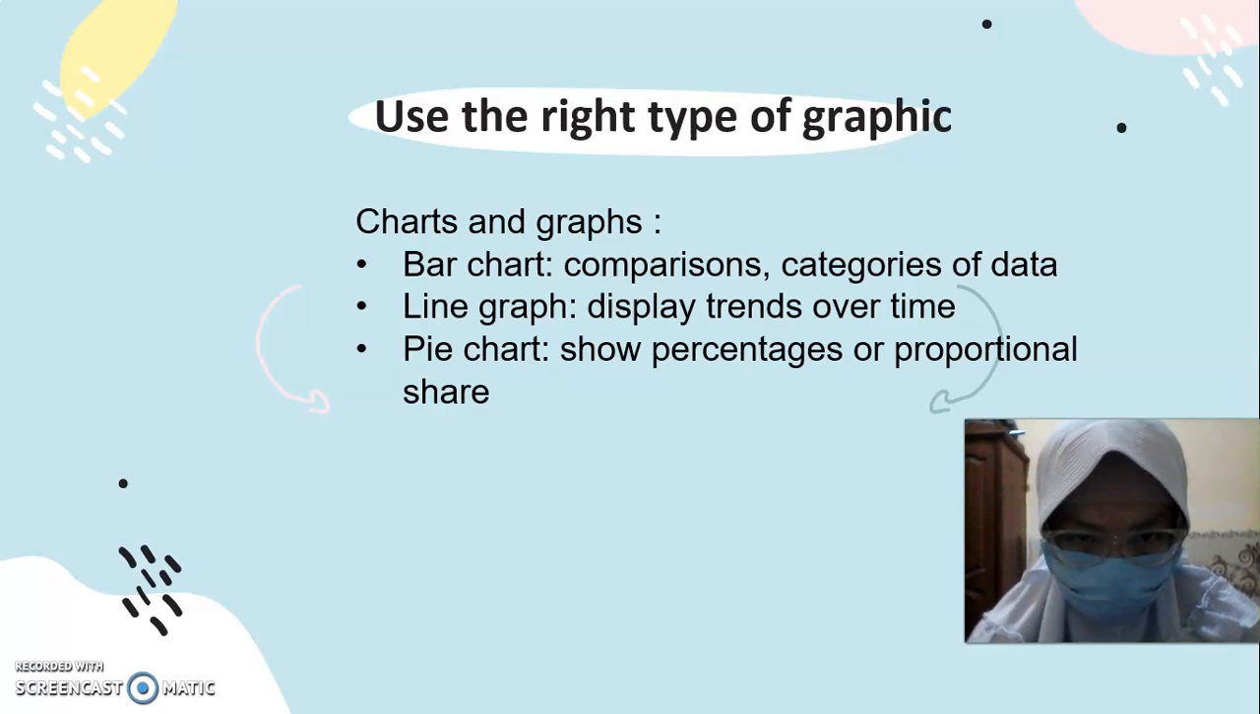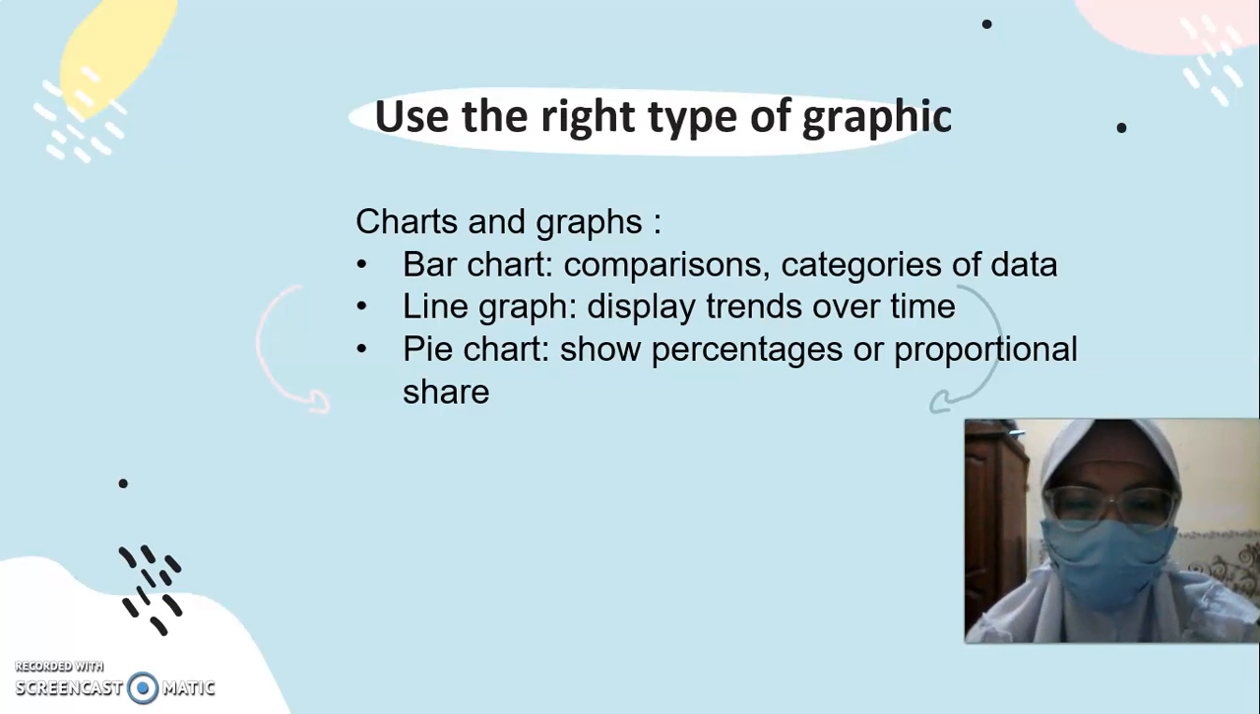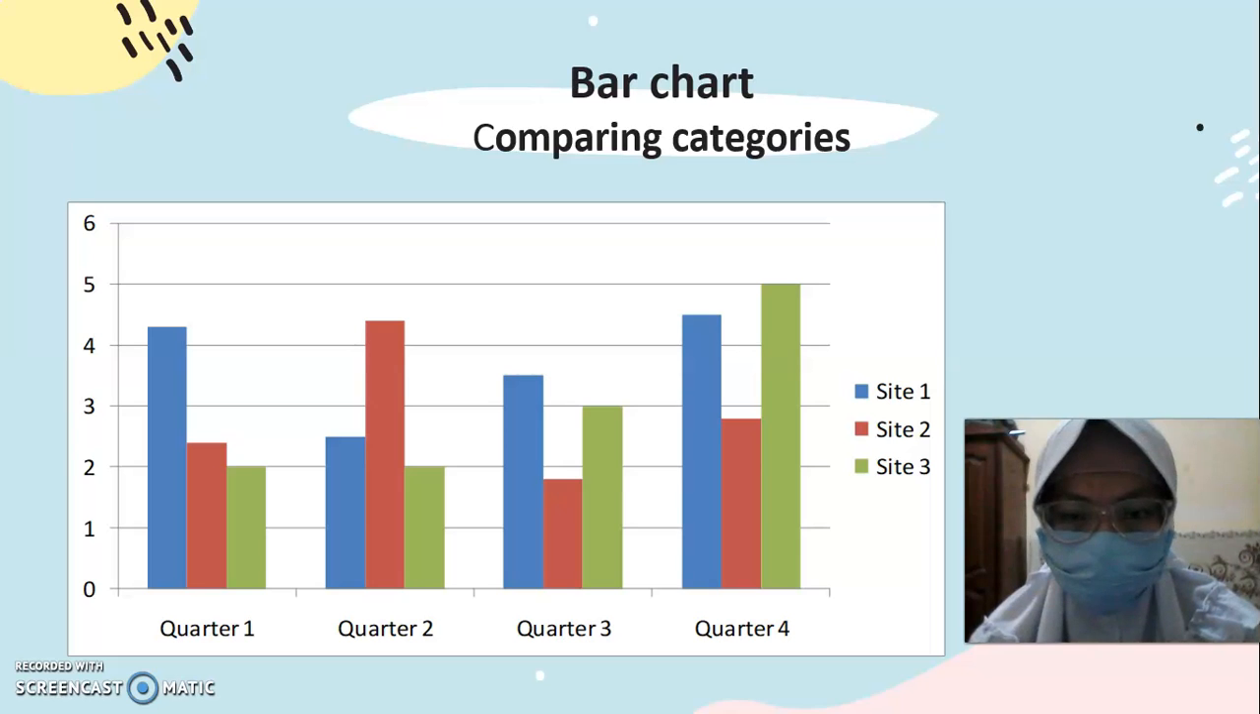In charts and graphs, you will have three kinds. There are bar charts, and in bar charts there are comparisons and categories of data. Second, line graphs, which display trends over time, and pie charts, which show percentage or proportion or share. This is an example of a bar chart covering categories.